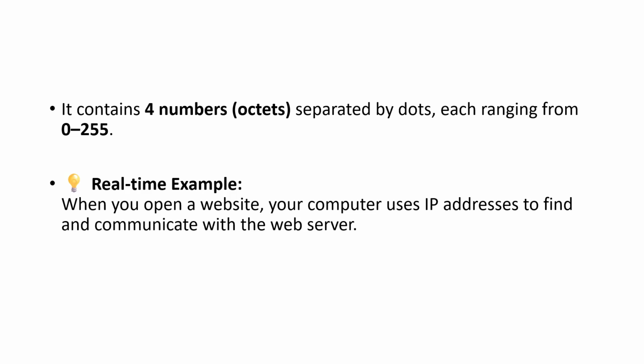This IP address contains four numbers, that is four octets, each separated by dots, ranging from 0 to 255. So IPv4 is 32 bits long in total, and each octet has 8 bits. For a real-time example, when you open a website, your computer uses IP addresses to find and communicate with the web server.